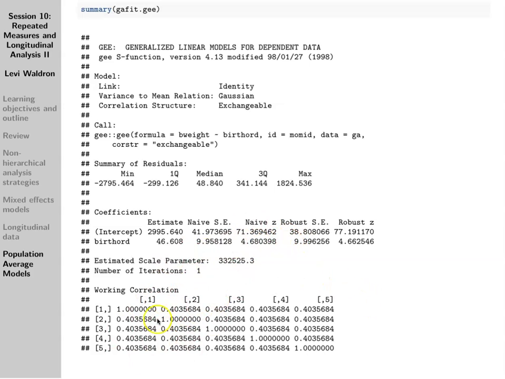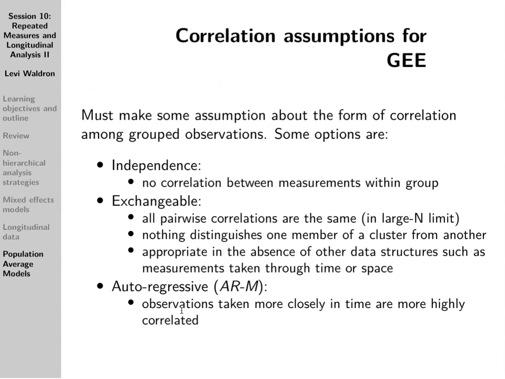It also gives us this working correlation structure. This is correlation between, so this is our 5 births here, 5 by 5, and you see that these values are all identical. That's what this exchangeable assumption means. I'm assuming that correlation between weights of the first baby and any other baby is the same as between any pair of the babies, no matter their order. So that's the correlation induced by mother is the same across all of the infants.